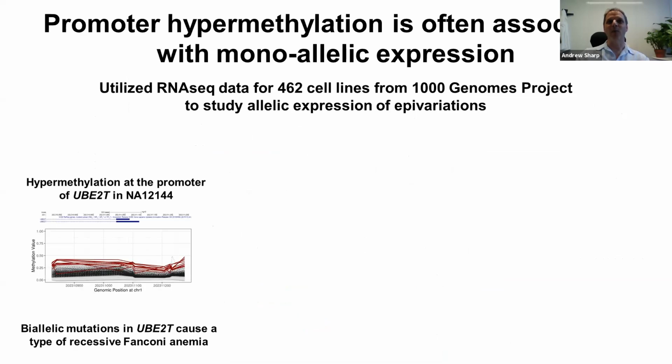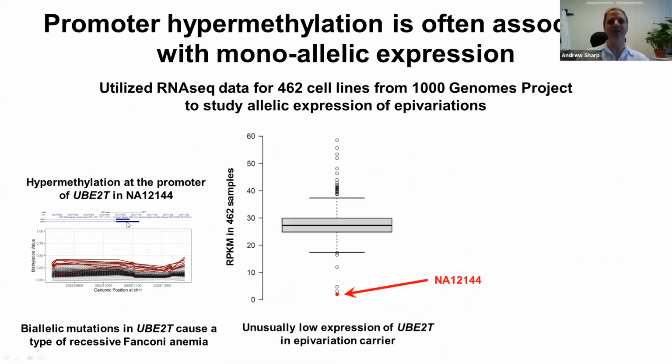Just to firm this up a bit more, we then used some data from the 1000 Genomes project. We also called epivariations there. Here, the nice thing was there was allelic expression data available. And so, for example, here we have an epivariation called at the UBE2T gene. Just to note, this is a gene where if you have biallelic hits, you get Fanconi anemia. So this is one where we predict this might be linked with human disease.